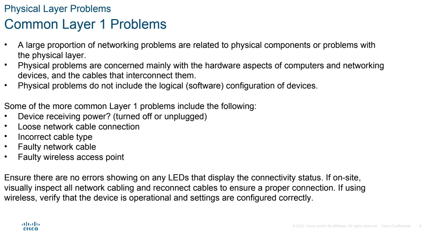Some of the more common layer 1 problems include the following: device receiving power turned off or unplugged, loose network cable connection, incorrect cable type, faulty network cable. These are all samples of hardware or physical problems. You make sure that there are no errors showing on the LED on the switch about connectivity.